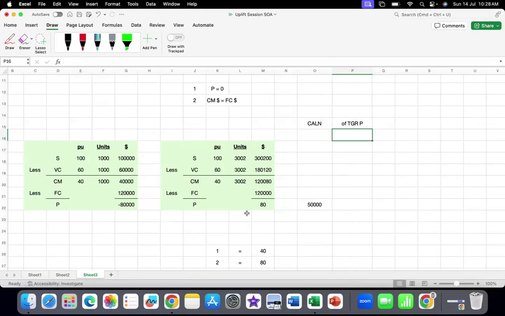Because you are aware that this figure, which is the contribution margin, is first used to set off your fixed cost, and then whatever is left is called your profit. That means if you want a target of 50,000, this is your profit. It is deemed that to become profitable, you will always have to recover your fixed cost first. So just recover your fixed cost, and then you want a profit. Because if you don't recover this 120,000, the fixed cost, you cannot be at a profit.